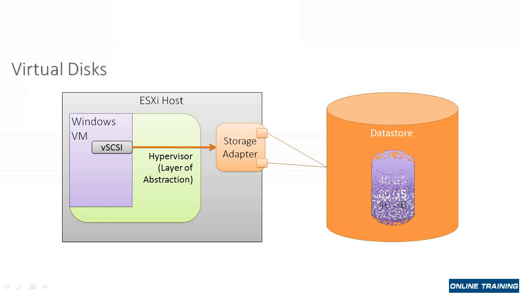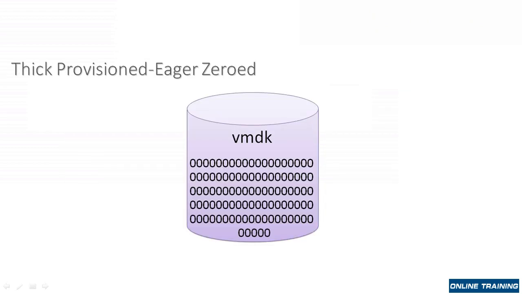A thick provisioned disk is a little bit different. If I create an 80 gig thick provisioned disk, it is immediately going to consume 80 gigs of space on the data store. So why would I ever go with a thick provisioned disk? Well, we now know that a thin provisioned disk saves space. It's very efficient. Whereas a thick provisioned disk allocates 100% of the space up front. And before that space can be used, whether we're talking about thin or thick provisioned disks, the blocks that make up that space have to have zeros written to them.